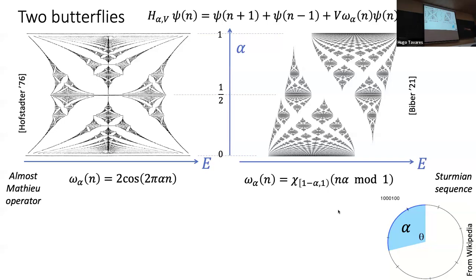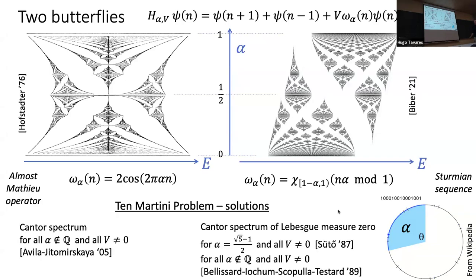So we have these two butterflies on the left and on the right, and let's see what it means to solve the Ten Martini problem and to get ten martinis. On the left, what Avila and Jitomirskaya solved is that for any irrational alpha and for any V different than zero, the spectrum is a Cantor set, a generalized Cantor set. That is the statement.